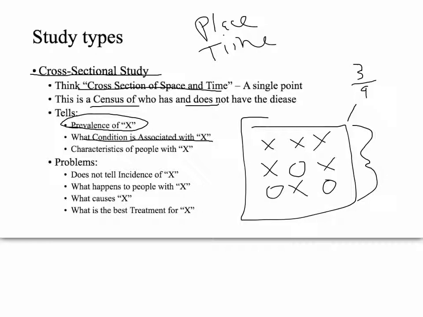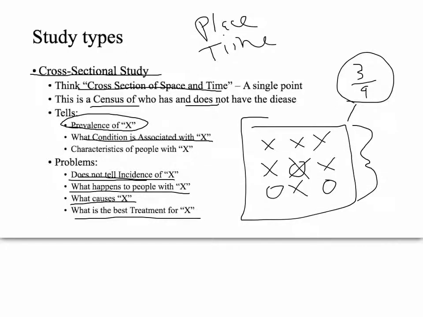One of the problems with this is it doesn't tell the incidence, so I can find out everybody at this time who has the disease. That's the prevalence. But you won't know who's going to have the disease tomorrow or the condition tomorrow. You won't know if the condition gets better or stays as permanent, as chronic. You don't know what happens to the people with the condition. You don't know about how many more people are going to get the condition. You don't know what causes it. You don't even know the best way to treat it.